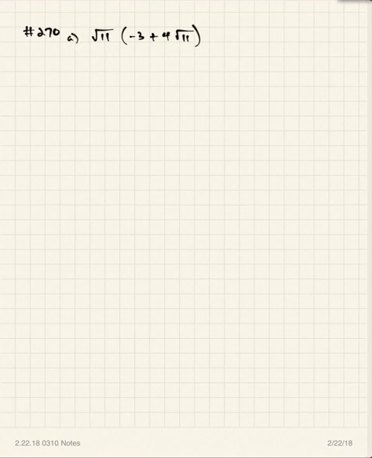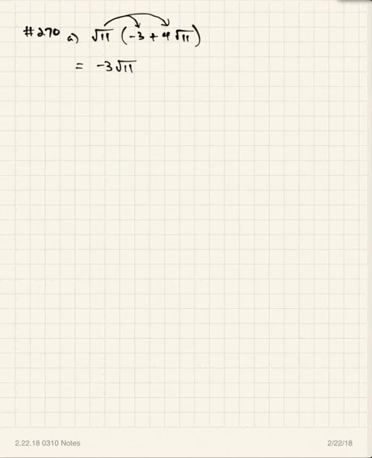And so you have the square root of 11 times negative 3 plus 4 times the square root of 11. Again, there's addition in there, and so this is going to be a distributive property problem. And you're going to distribute this square root of 11 through like this. And so negative 3 times the square root of 11, that's just negative 3 times the square root of 11. There's nothing I can do to multiply those together. I just leave it as multiplication.